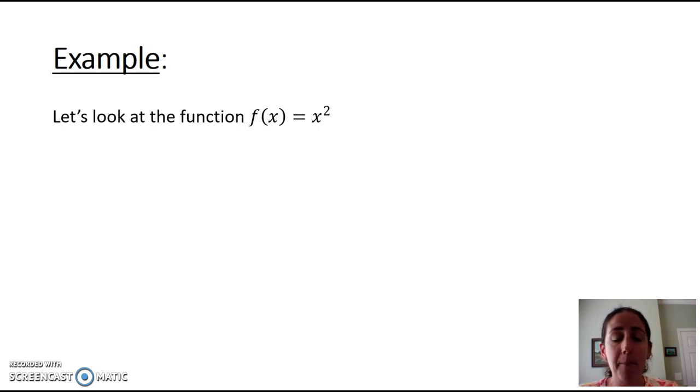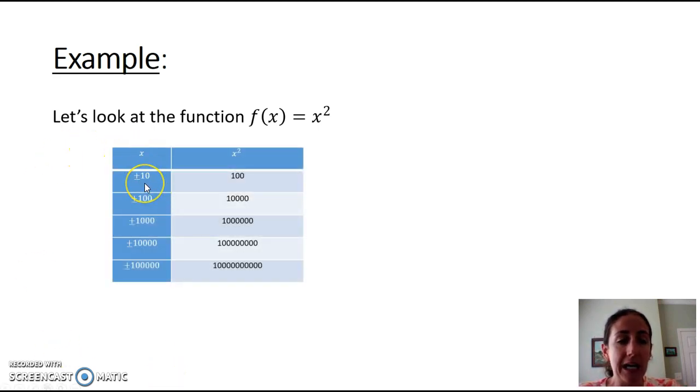So let's see what happens to this as x increases without bound. Let's pick really large x values, either positive x values or negative x values. So if we plug in plus or minus 10, positive 10 squared is 100, negative 10 squared is 100. Plus or minus 100, plus or minus 1,000, and keep going. So as x increases without bound and as x increases negative without bound, you can see x squared, which is our function, is increasing without bound in the positive direction. So what does that mean? That means the limit as x increases without bound of x squared is infinity.